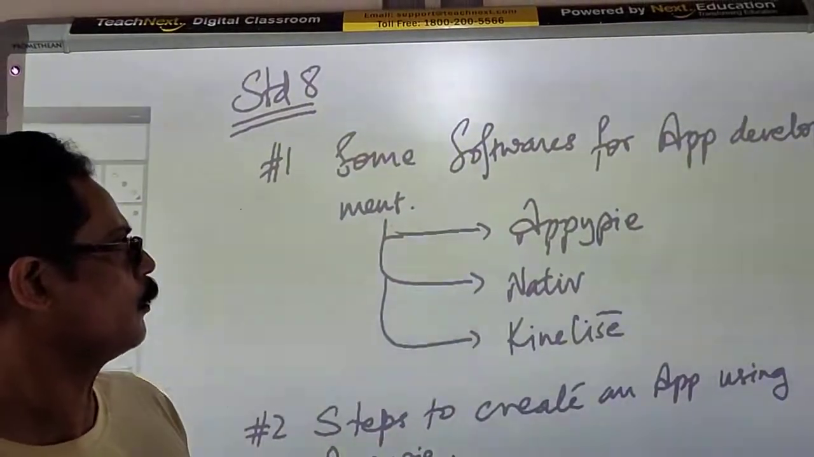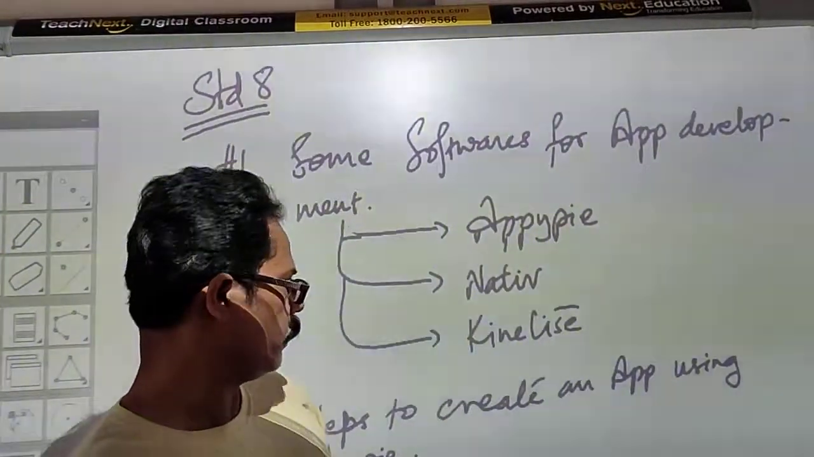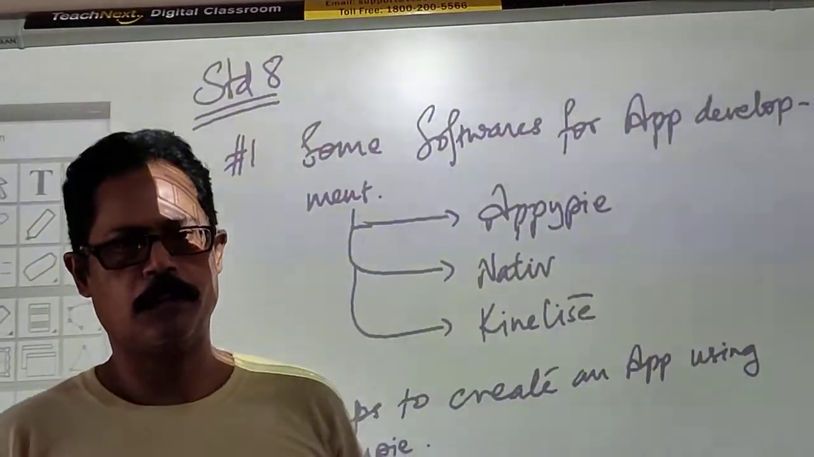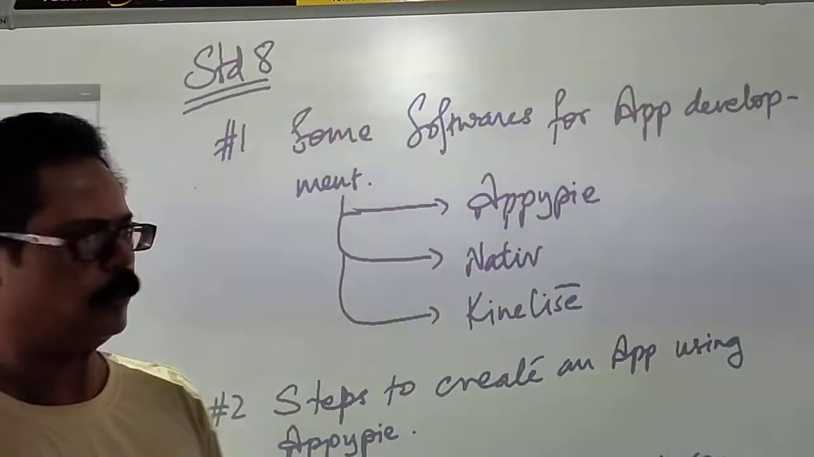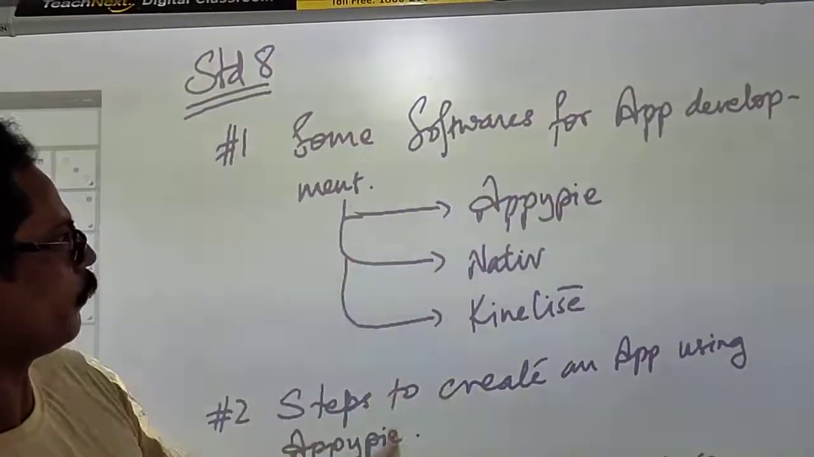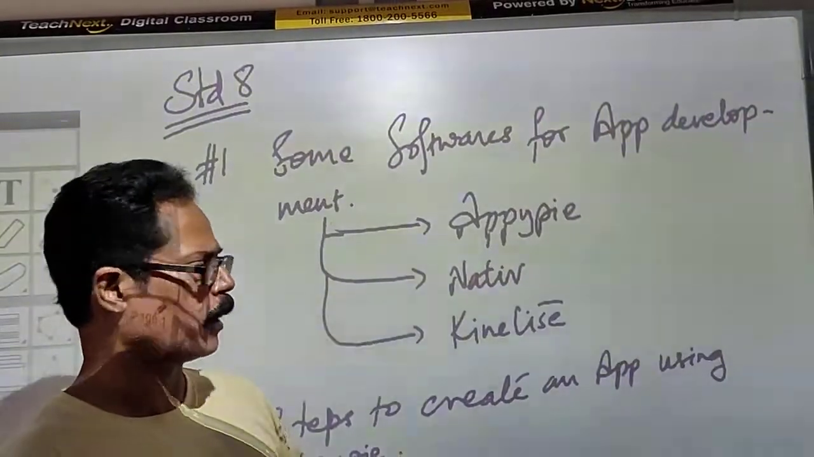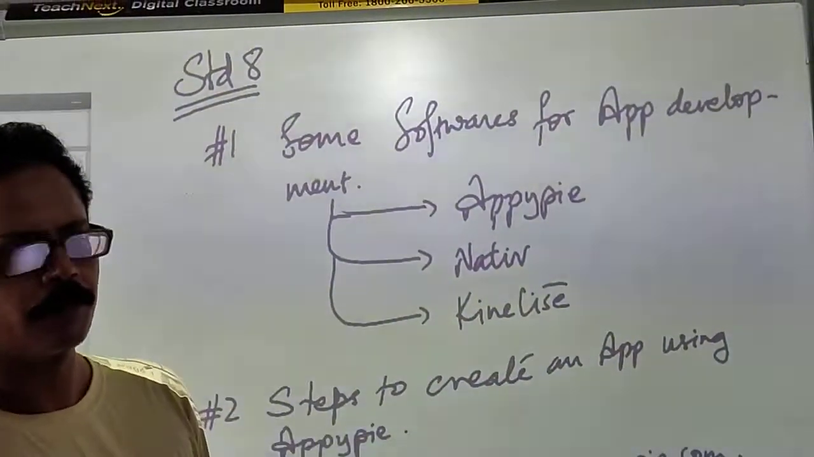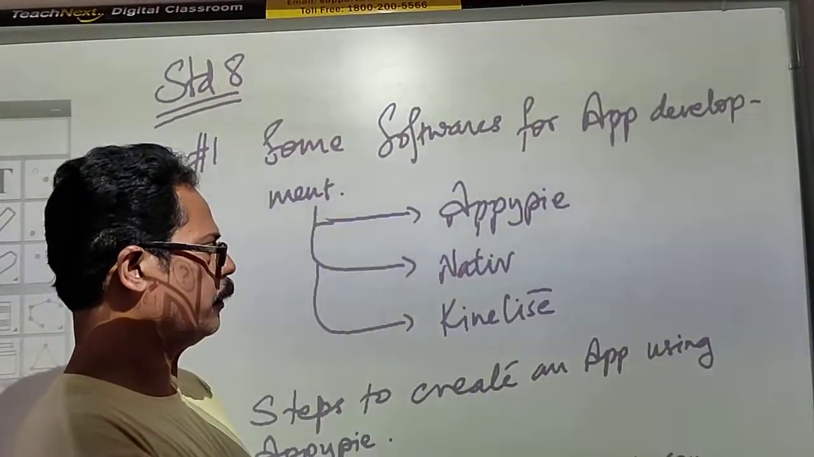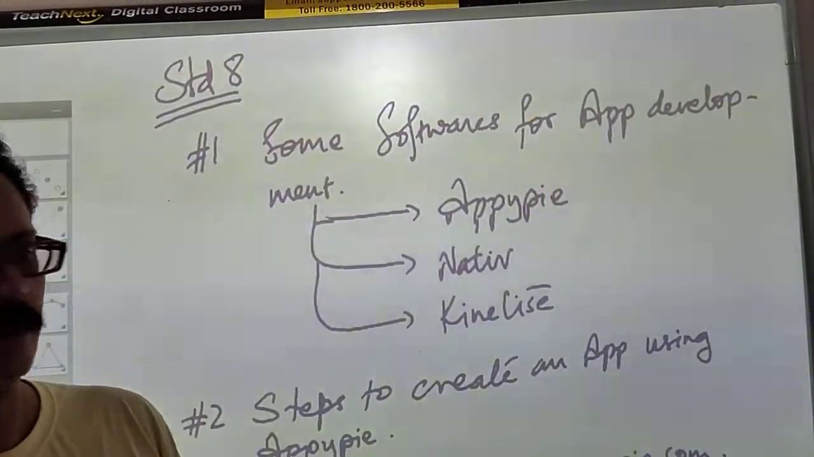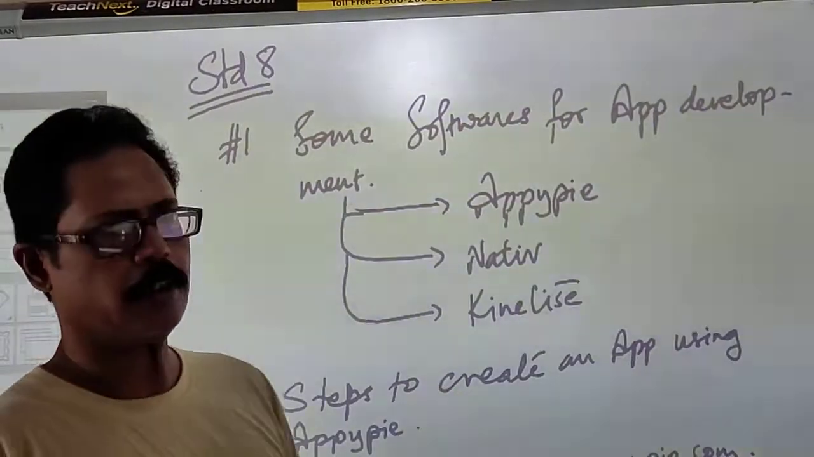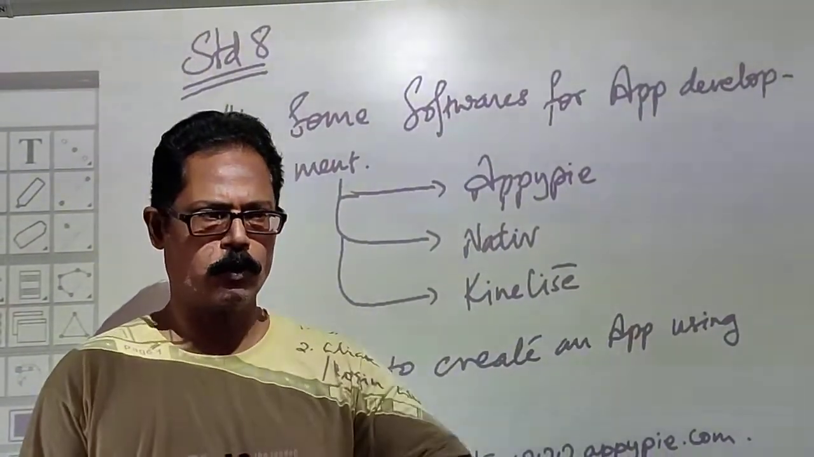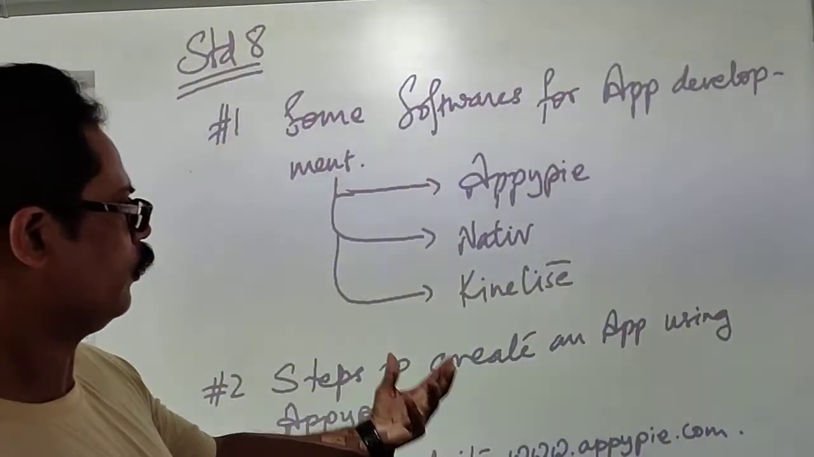Today I'm going to discuss some software for app development and how to create an app. There are many software packages used for app development, and among all, there are a few which are very common, like Appify, Native, and Kinetize. These are the three software basically used for developing an app. So if you want to develop an application, you may use one of these.